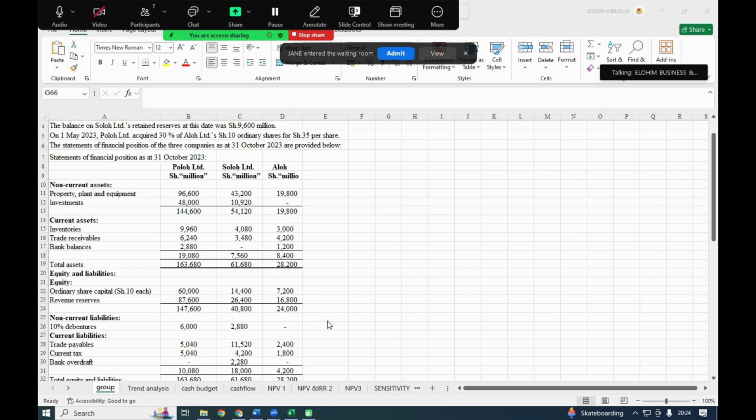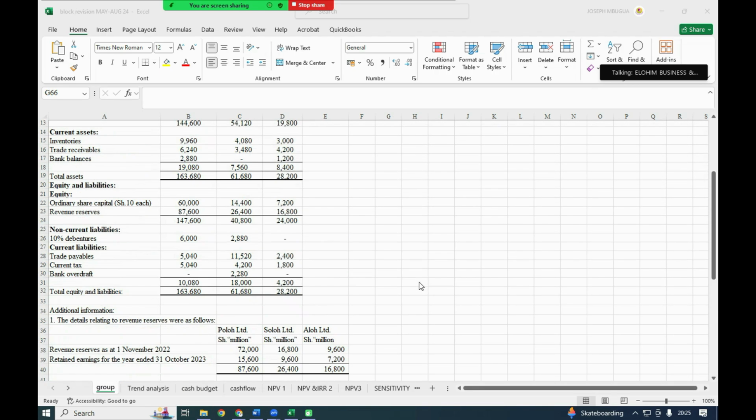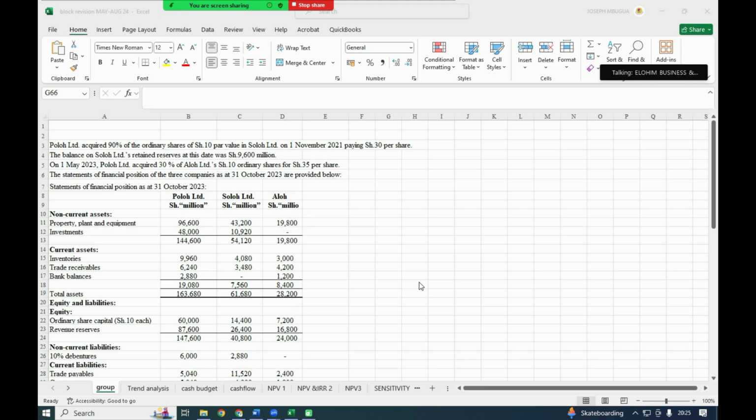So in this case, we look at them randomly. We may not look at each one of them directly, but we shall look at them randomly. And randomly, we shall start with the ones that we had not covered first. Yeah, the trend analysis. We do the cash budget, NPVs, then the group, because I know when you start with the group, it may be a longer question, but still we shall deal with that.